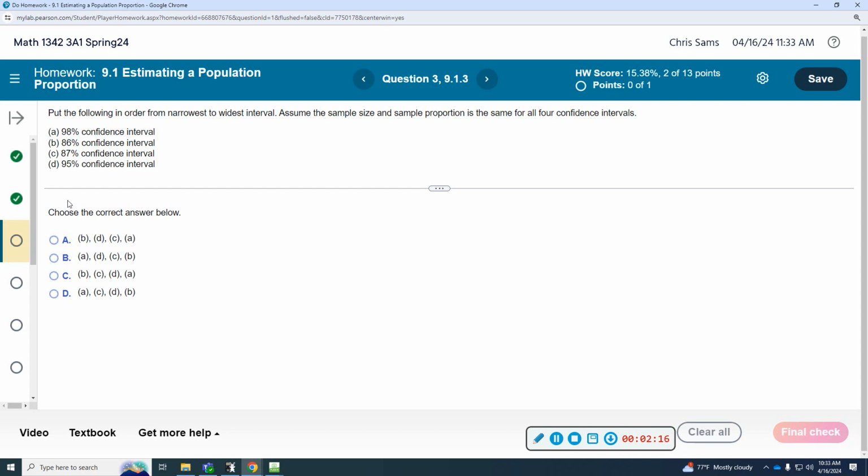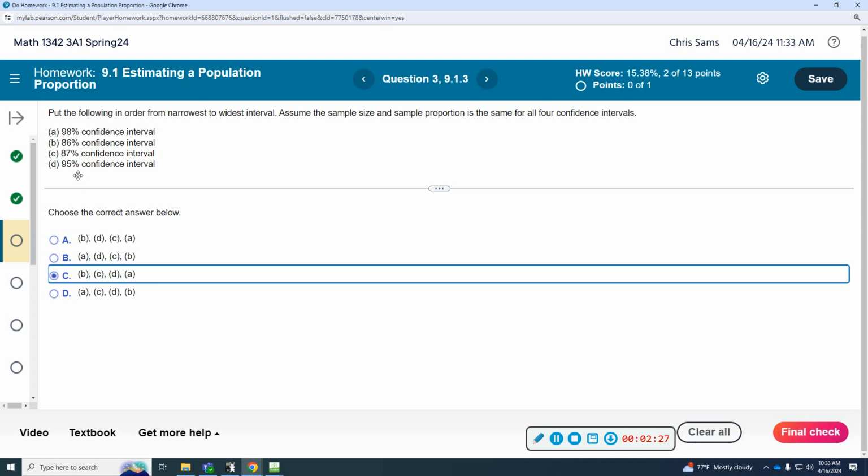So 86 is the smallest, that's going to be B. So we're looking at A or C that starts with B. The next one is going to be C, so we're looking at BC, and C is the only one that starts out with that, but it should follow up with D and then A.